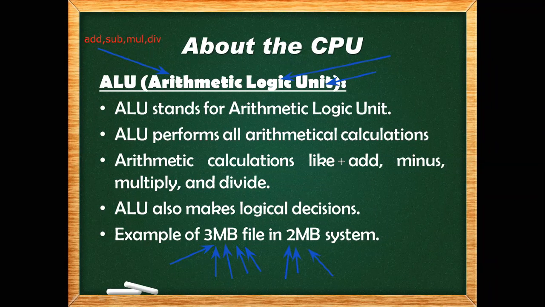Why? Because you have just a space of 2 MB, and you want to add 3 MB. Let me show you this by just an example. For example, you have 2 MB left in the computer. Okay, this is 2 MB and you want to download the file. The size of the file would be this much.